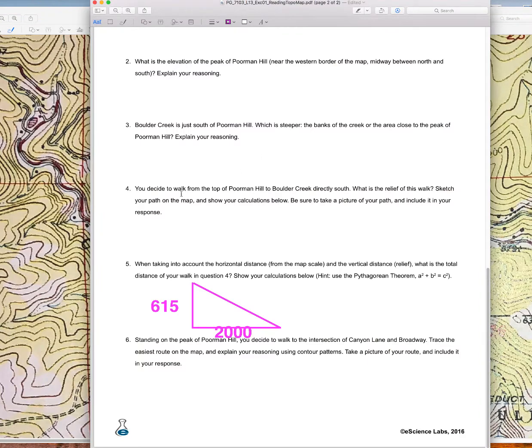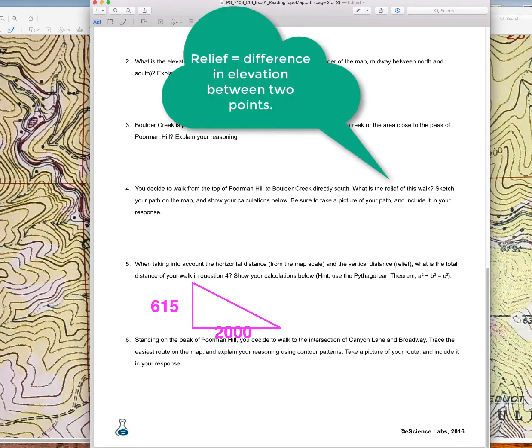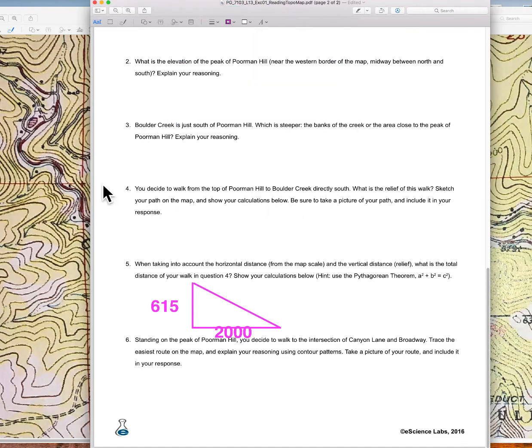Now for question 4, they're asking us if we walk from Poorman Hill directly south down to Boulder Creek, what would be the relief? The word relief means the difference in elevation. So if something is 80 feet high and something else is 40 feet high, the difference is 40 feet, because that's the relief, the difference in elevation between the 2 points. So we're going to sketch a path and figure out the relief.